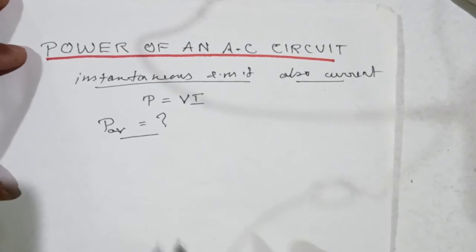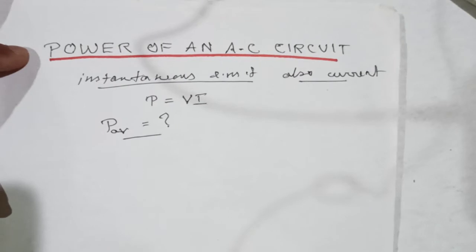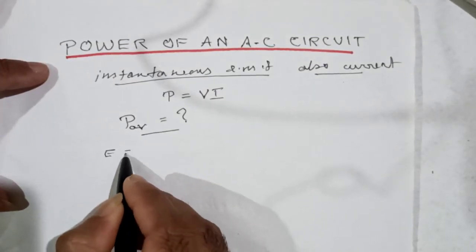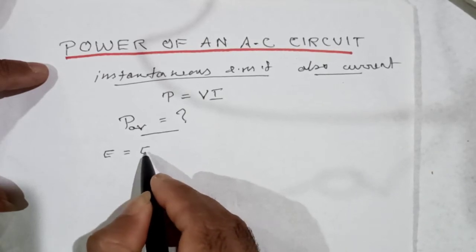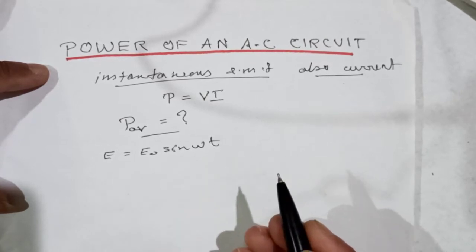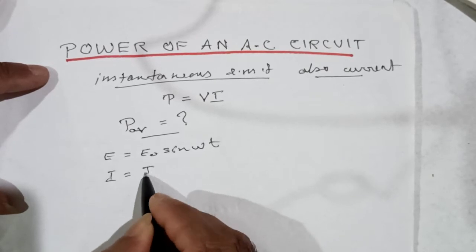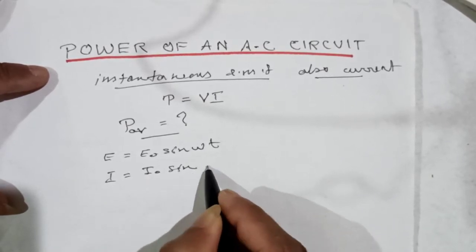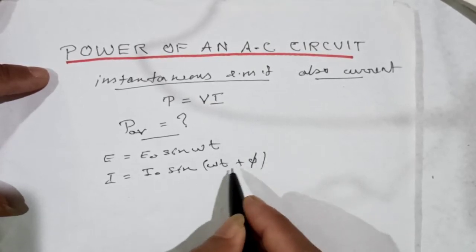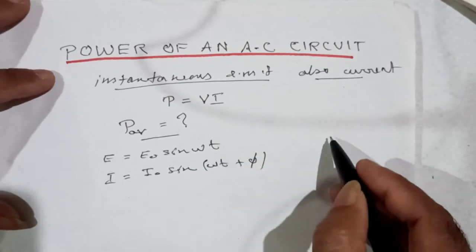So we're going to find out the average power. First of all, we know the equation of EMF, E equals E naught sine omega t, and the current, I equals I naught sine omega t plus phi. This phi is the angle between the current and the EMF.